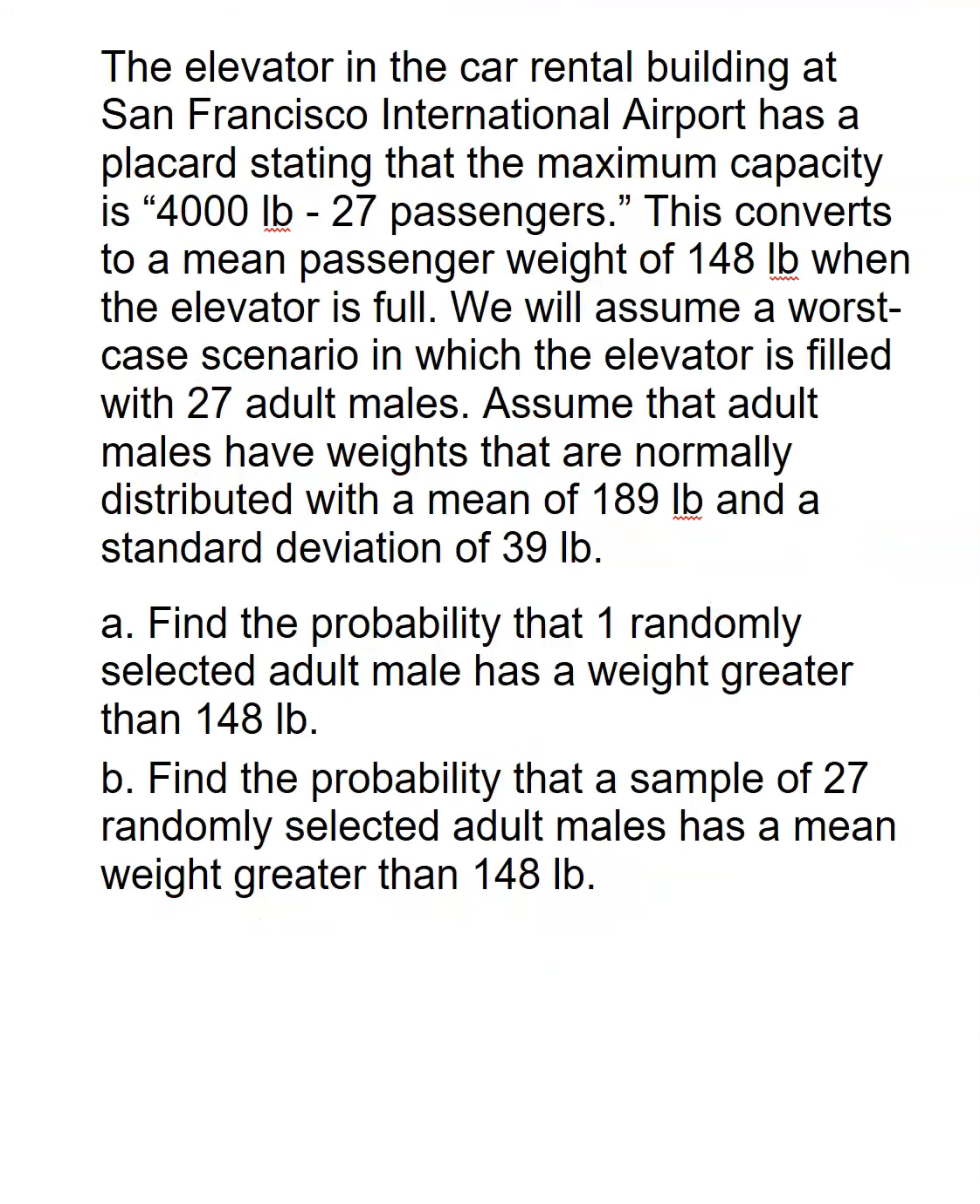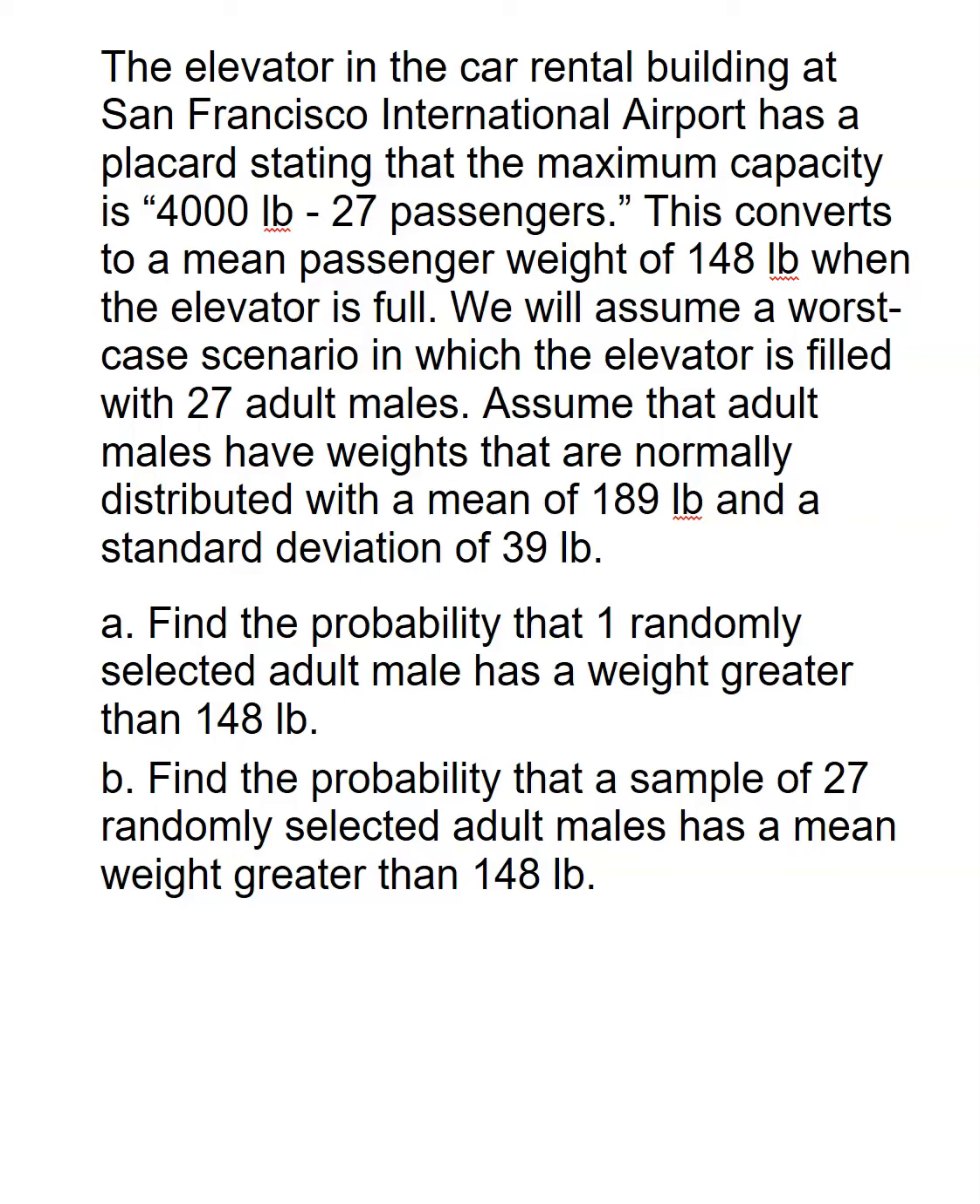This is an interesting problem. Let's start off by reading it. The elevator in the car rental building at San Francisco International Airport has a placard stating that the maximum capacity is 4,000 pounds, 27 passengers. Okay. This converts to a mean passenger weight of 148 pounds when the elevator is full. So on an average, if one passenger is 148 pounds, we can have up to 27 passengers and stay within the limit of 4,000 pounds, which is the maximum limit for the elevator.